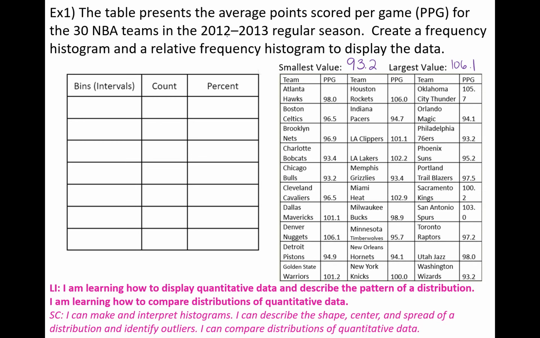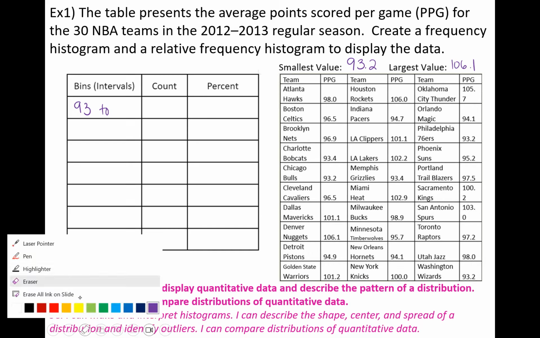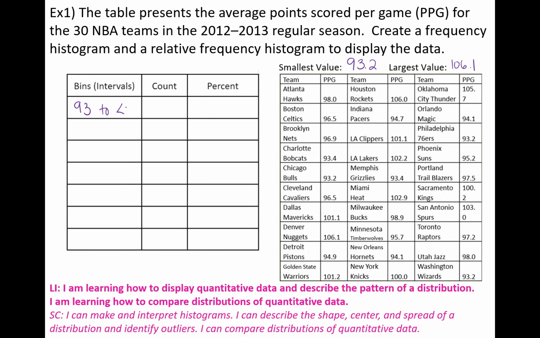So as I'm setting up my bins or my intervals, that's basically like the bars, I need to make sure that I include the numbers 93 all the way up to 106. When we do histograms, we cannot have gaps like when we did a bar graph. Since my smallest value is 93.2, I'm going to start my bin interval at 93 and go up to, but not including, 95, so less than 95. I can't overlap. I can't use the number 95 twice. I can make the choice whether I include 95 here or in the next one.